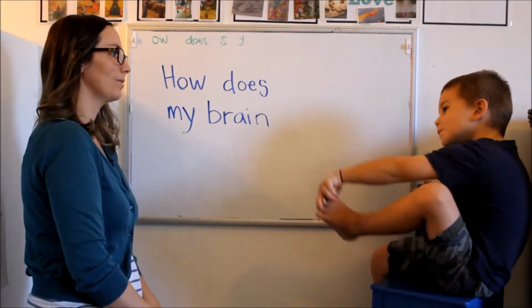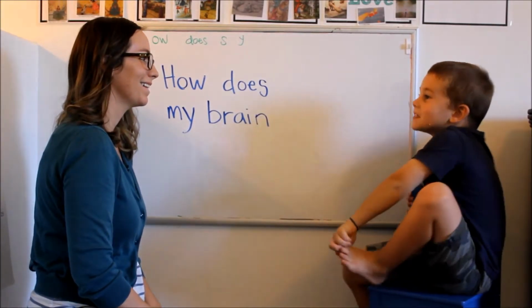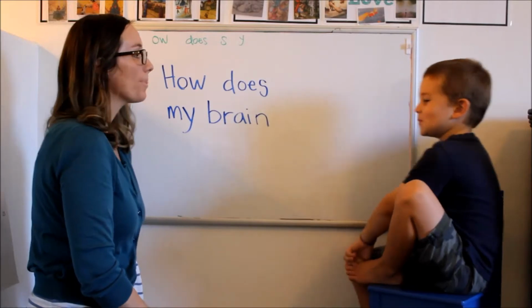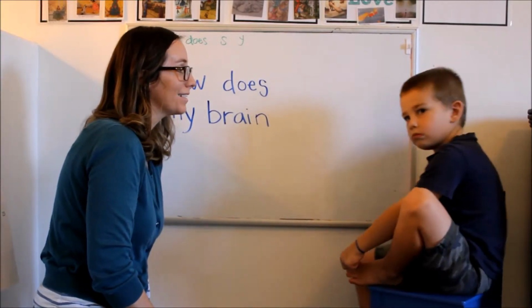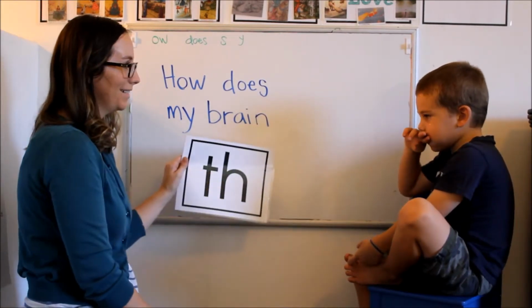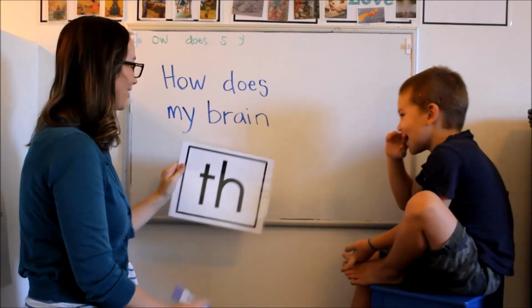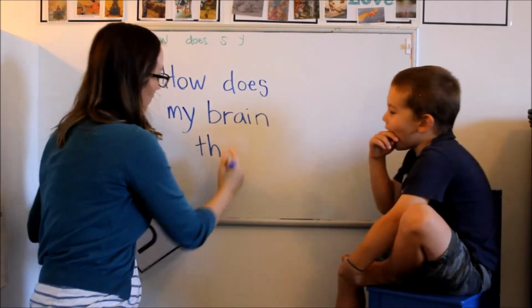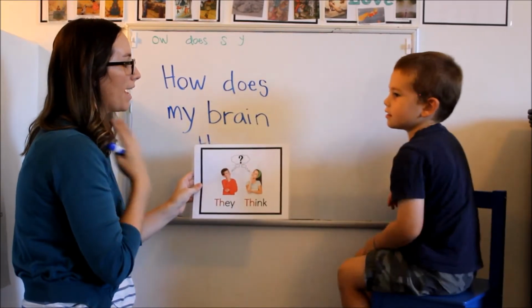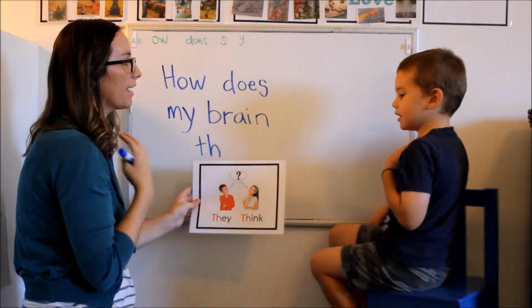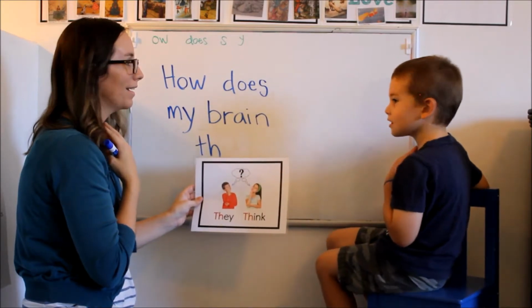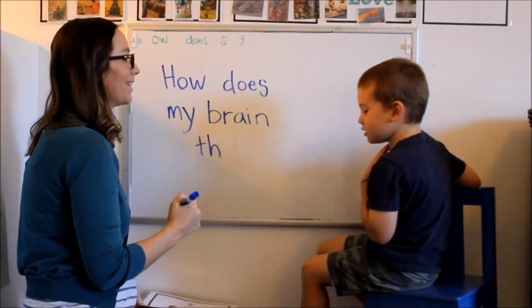How does my brain, what's the last word in your question? Think. S-H? That would say shink. What team says... T-H, right. So we're going to write T-H, and then we're going to review that. T-H has two sounds, a noisy sound and a quiet sound. Hey, this is our word, think. So is think loud or quiet? Can you hear your throat? Think. It's a quiet T-H, right? There's the noisy one, yep.